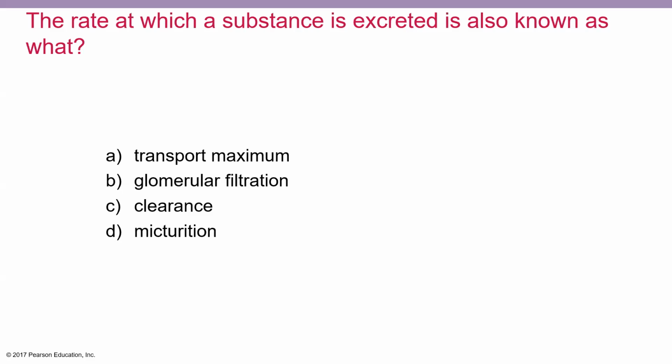Also known as what? And that's going to be the clearance, okay? So how fast that substance is coming out in the urine is the clearance rate. We talked about what micturition is, basically urination. The glomerular filtration rate is the rate at which the substance is being filtered across the glomerulus, right? So movement across the glomerulus into the Bowman space.